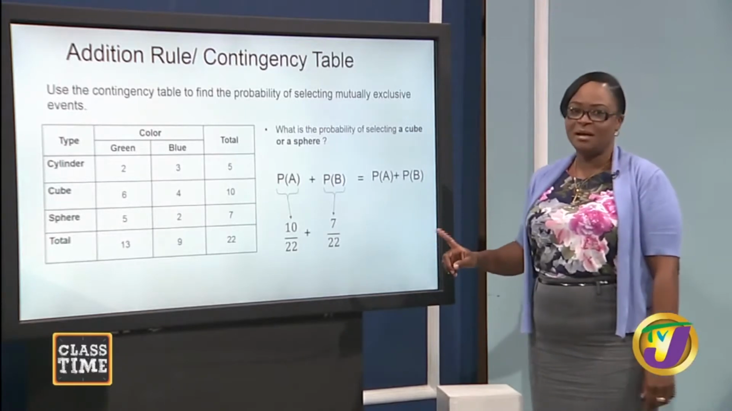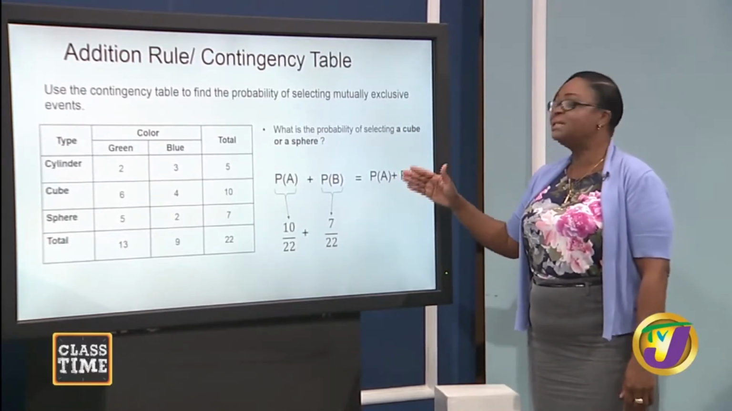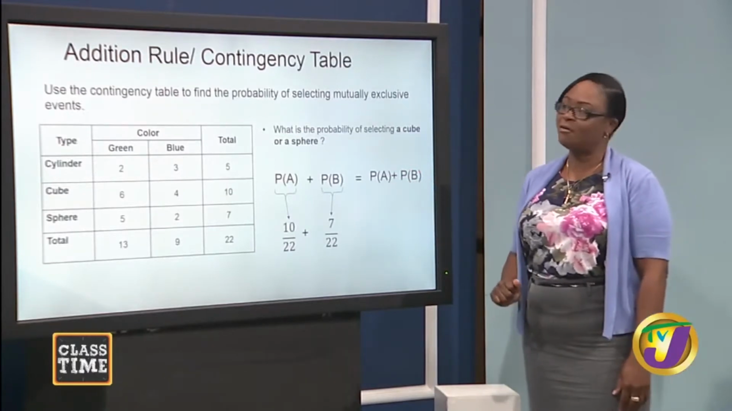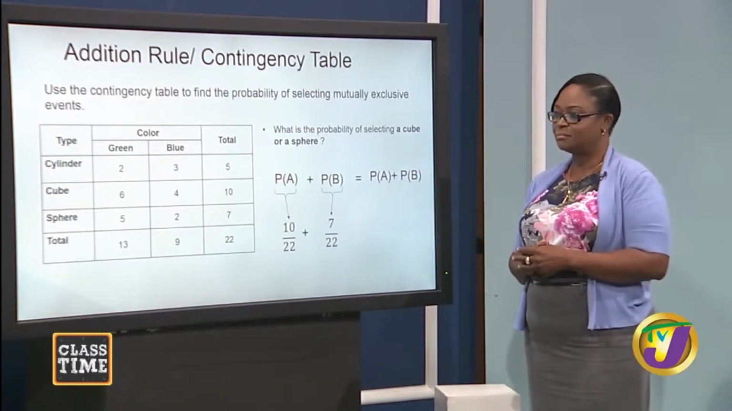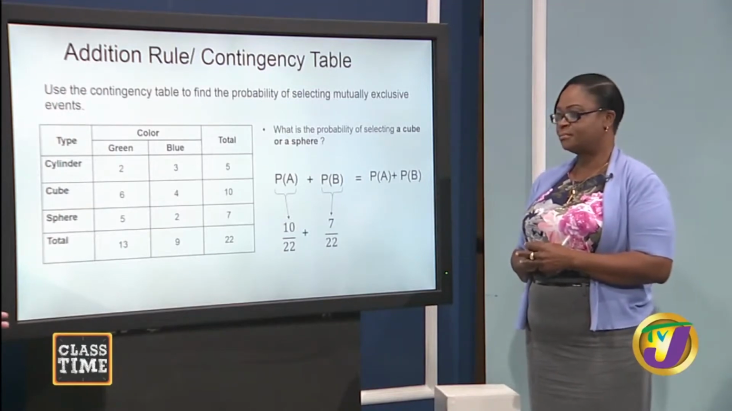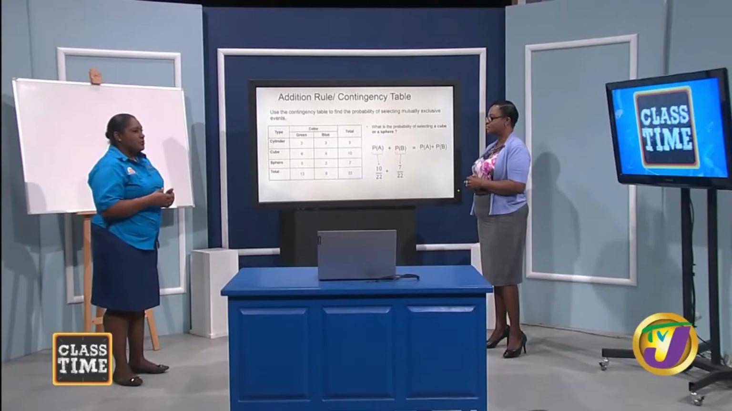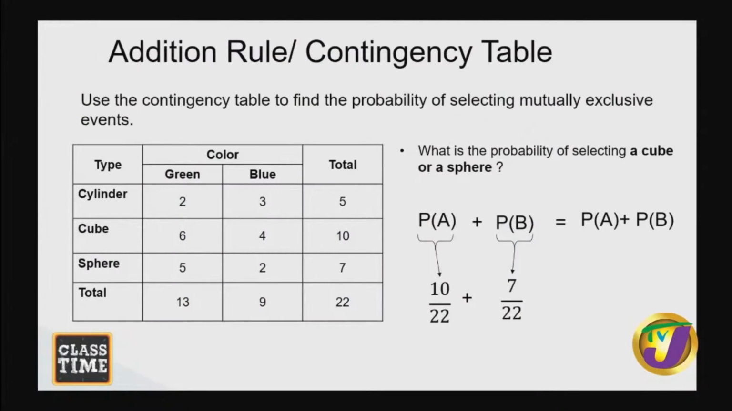So what would be the probability of A added to the probability of B? It is requiring of us to add 10 out of 22 to 7 out of 22, which is basic addition of fractions. And if you can see, we're adding fractions that have the same denominator. Like denominators, yes. So we can just move ahead into adding the numerators, and that will give us a total of 17 out of 22. Awesome.